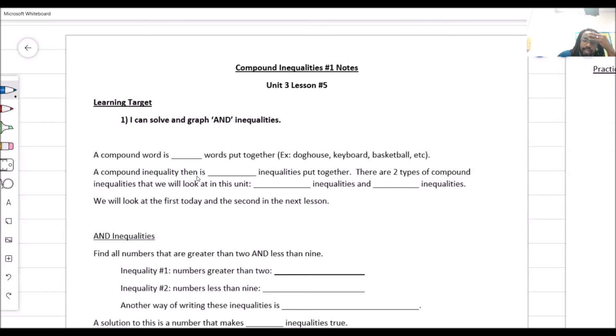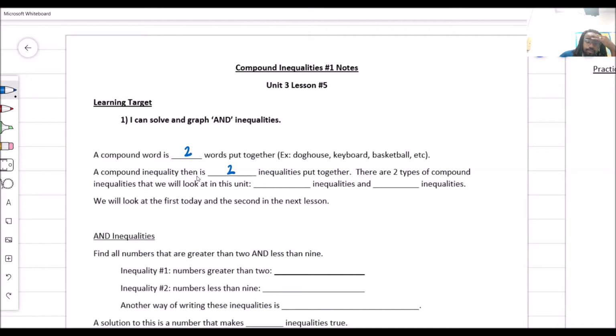Today we're going to look at solving compound inequalities. At the end of this video, you should be able to solve and graph compound inequalities. So compound word, as we get into this, is two words put together. Doghouse, keyboard, basketball. Okay. A compound inequality then is two inequalities put together.